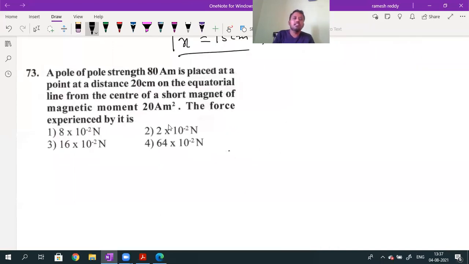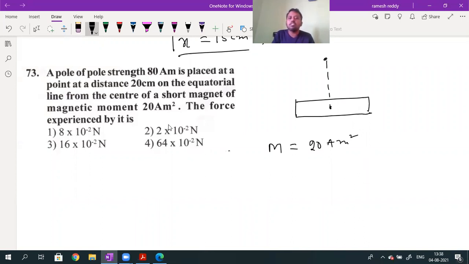Last question. A pole of pole strength 80 ampere meter is placed at a point a distance 20 centimeters on the equatorial line from the center of a short bar magnet of magnetic moment 20 ampere meter square. The force experienced by the pole is how much? One bar magnet is given, and its magnetic moment is 20 ampere meter square.